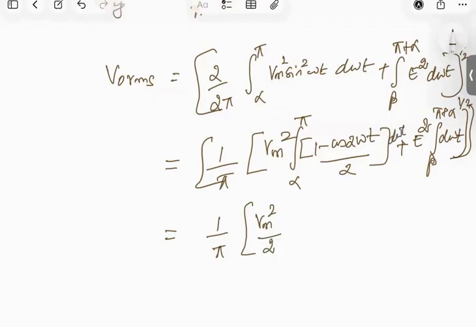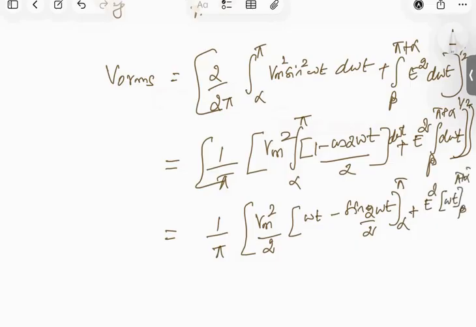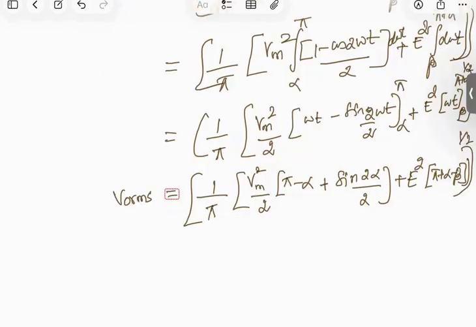So which is equal to 1 by pi, Vm square by 2 we can take outside. Integration of 1 will be omega t minus sin 2 omega t by 2, limits from alpha to pi, plus E square omega t from beta to pi plus alpha, whole to the power 1 by 2. After integration and substituting the limits, we get V naught RMS equal to 1 by pi Vm square by 2 into pi minus alpha plus sin 2 alpha by 2, plus E square into pi plus alpha minus beta, whole to the power 1 by 2.